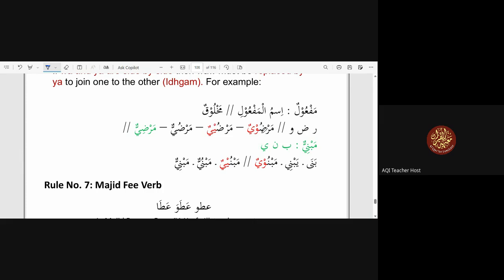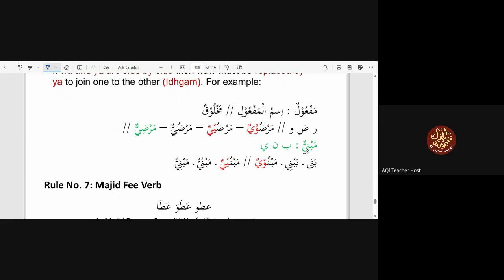Just waw, it is replaced by ya, so double ya with tashdid. We read it mardiyun, and then again ya goes with kasra. So for easy pronunciation, it will be mardiyun. Very special. Yes, this is the rule.